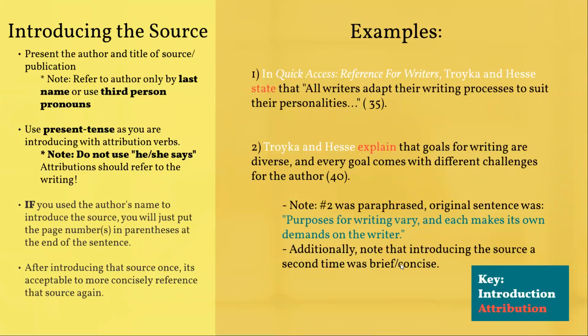Moving right along to number 2 here, Troika and Hess explain that goals for writing are diverse, and every goal comes with different challenges for the author, page 40. Note that number 2 is paraphrased, whereas number 1 was quoted. And that original sentence from number 2, that paraphrased portion, is that purposes for writing vary and each makes its own demands on the writer. So that way you kind of have a before and after of what that looks like.